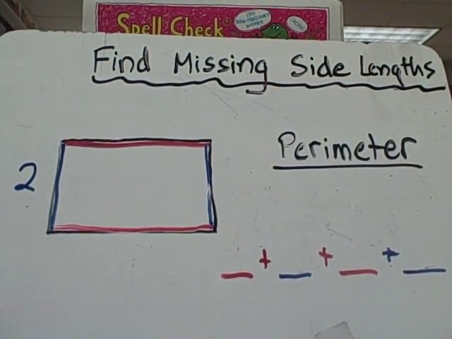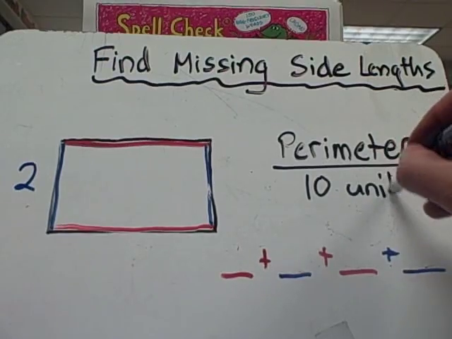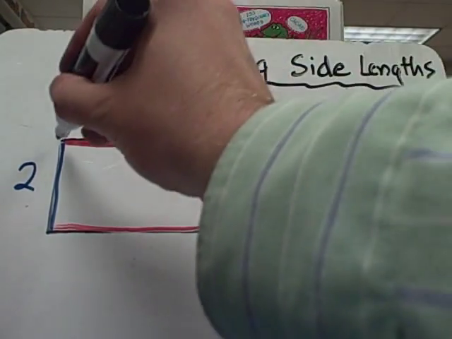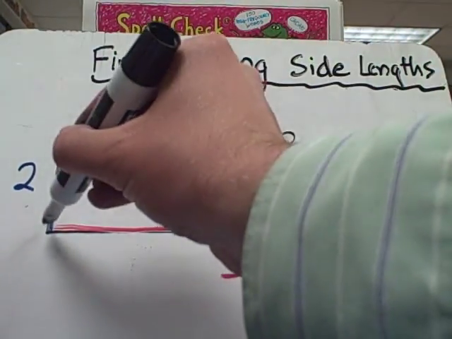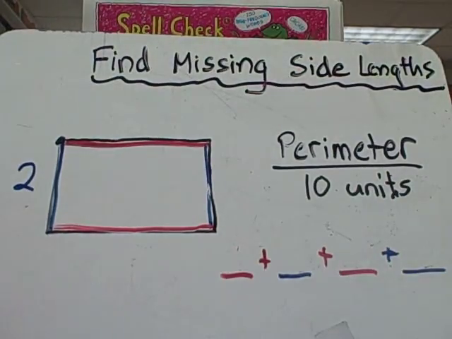So today we're going to find the missing side lengths for a rectangle. And this particular rectangle has a perimeter of 10 units. What does perimeter mean again? Perimeter means the distance around a shape. So starting from here, going all the way around, you count the length.